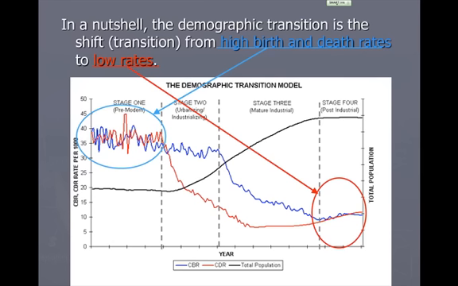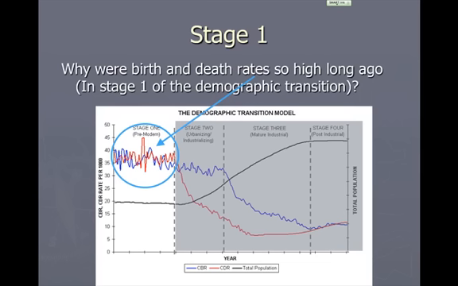In a nutshell, what it's showing is the transition from a period where you have high death rates and high birth rates to one where you see low birth rates and death rates. What that will help us understand is that when we see population growth, there are certain factors or characteristics of a society that have occurred. And so we're going to start going right into stage one and see why it is that we have these high birth rates. Let's take a look.